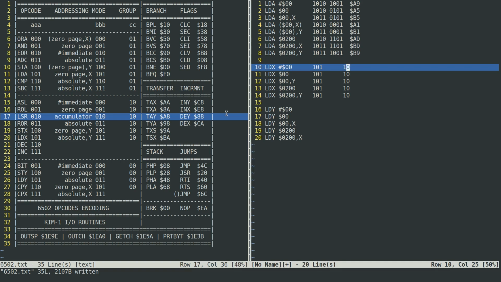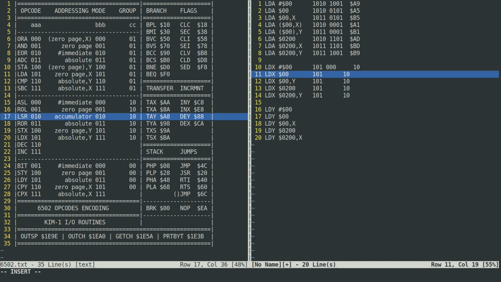Okay. Now different addressing modes. This one is the immediate mode. Immediate is 0, 0, 0. Then zero page mode 0, 0, 1, then zero page indexed by Y 1, 0, 1, absolute 0, 1, 1, and absolute indexed by Y 1, 1, 1. Okay. Now similar stuff here.